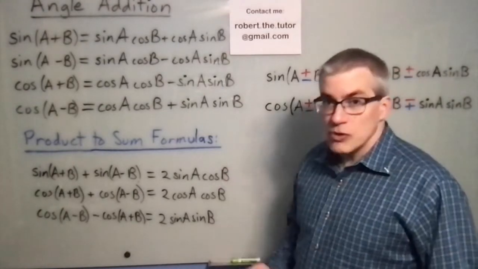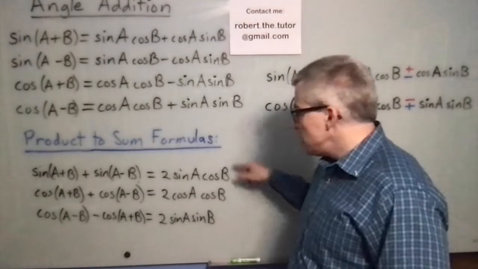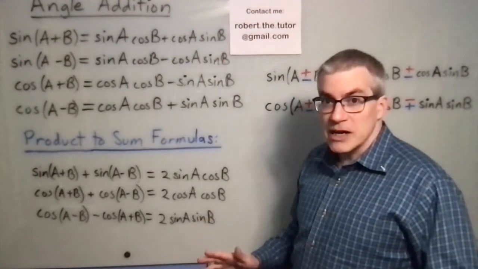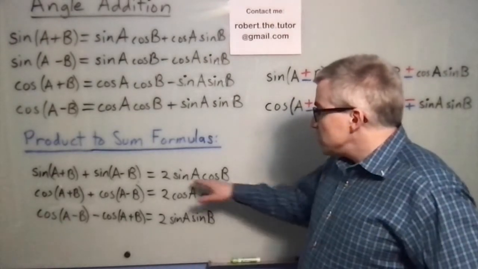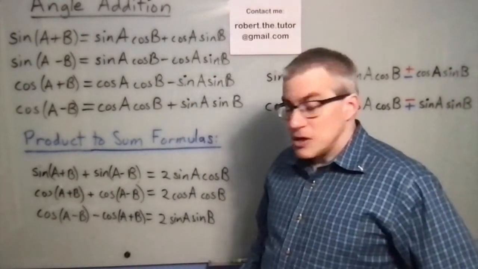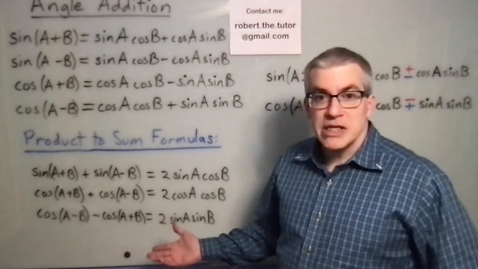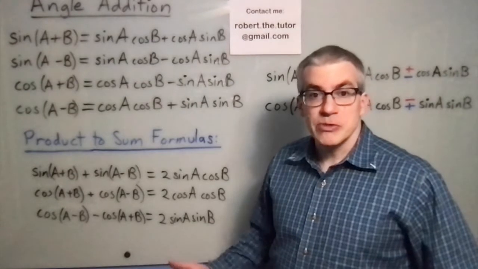What this is useful for is in situations where you have one of these and you don't want to deal with them. It's like, I don't want a sine times a cosine. I'd much rather have a sine plus a cosine or something like that. This is a way to turn products into sums of trig functions, and vice versa if you want to go the other way. This gets used in various places, such as Fourier series, showing why the Fourier series works.